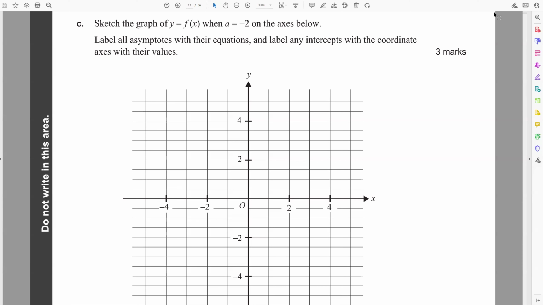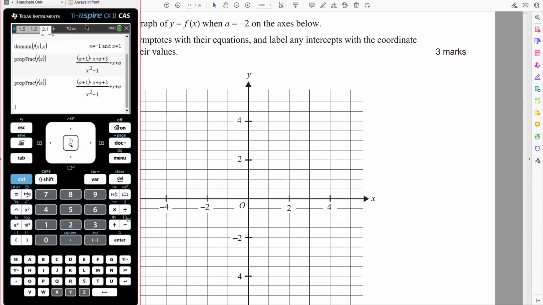In this video, I'm going to give you an amendment to my previous video. It's just one part. Section B, question 1c. We want to sketch the graph of y equals f of x when a equals -2 on the axis below. In my first attempt to the section B, I actually omitted a very important feature to the graph, which is a point of discontinuity.